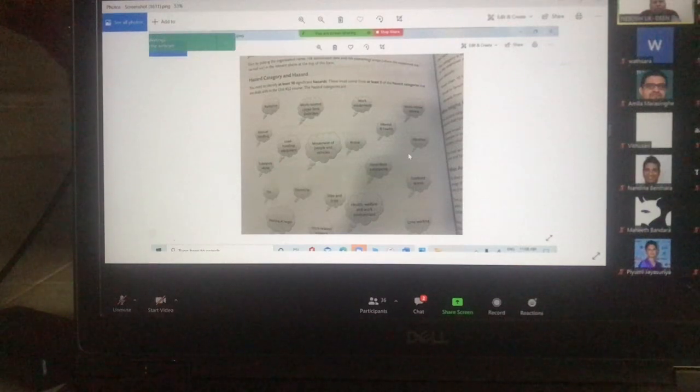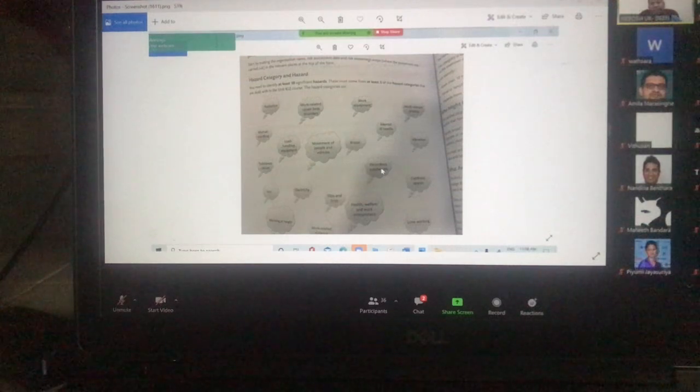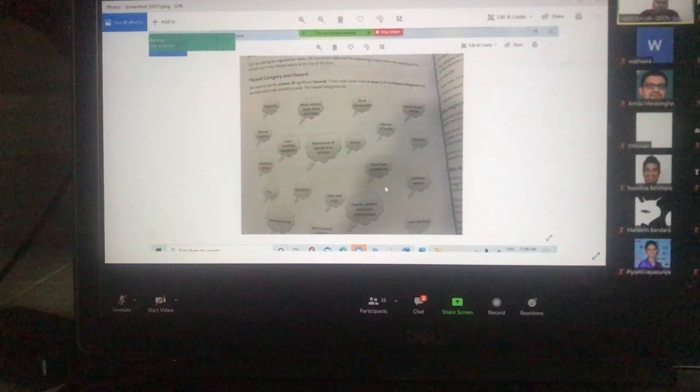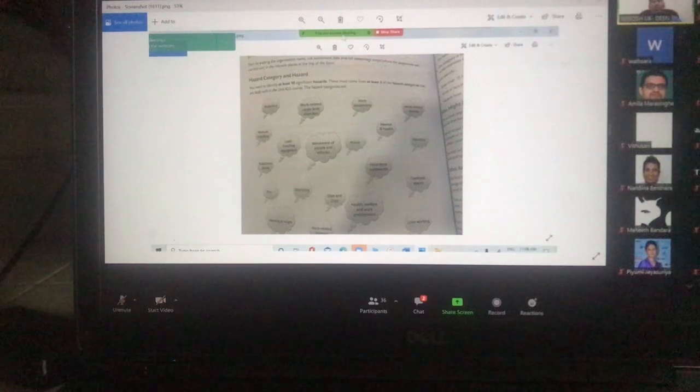Or you can say any hazard category and say hazard. So this is going to be a topic. That's what he said. Hazardous substances is your hazard category. Okay, what is the hazard? Dust. Right? So everybody understood this? This page, you can take your book and see, right?